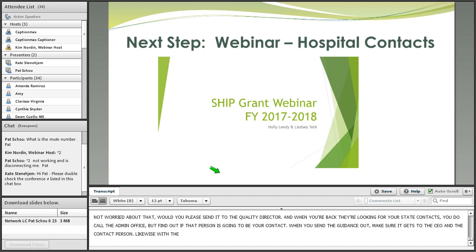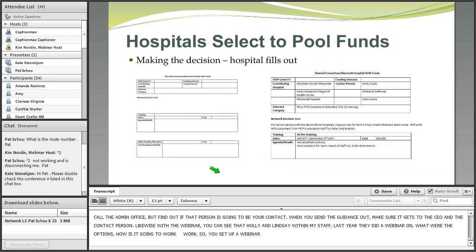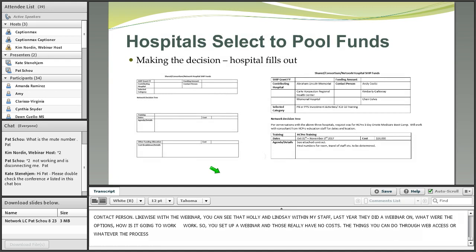And I'll show you some examples. Do you have a consultant, or do you want you as a state office to do that, or does one of the hospitals want to manage it? The SHIP is not defining that. The program allows you that flexibility. So, you can use the funds for it.